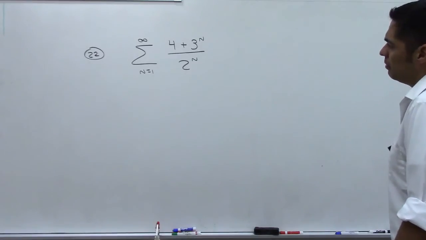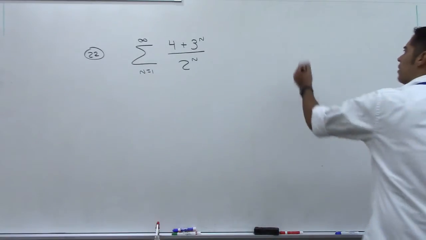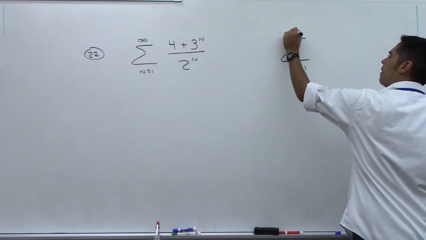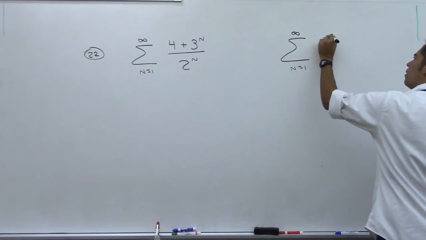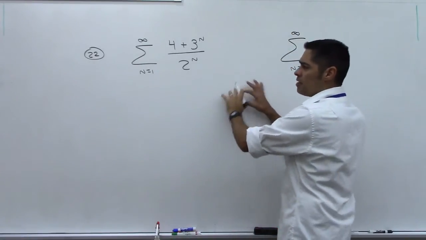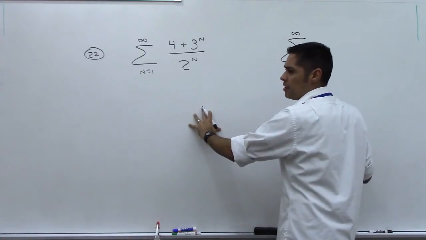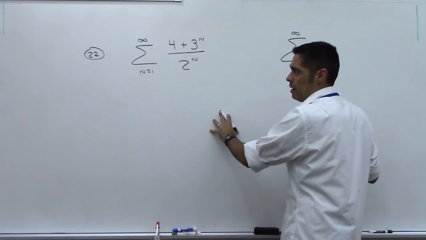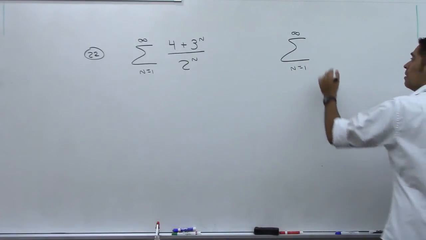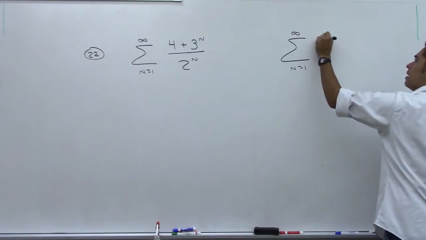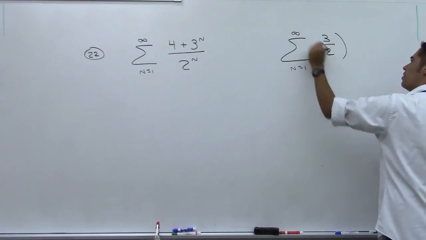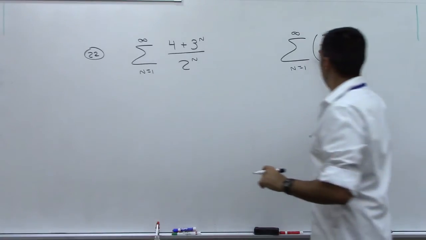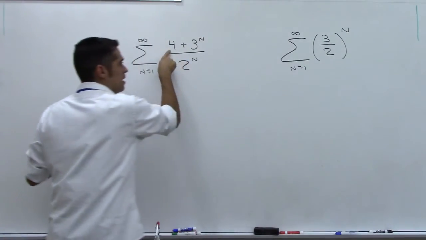Let's do a comparison. Let's compare it to this. I hope you understand, I can only split a series into 2 separate series if they both converge. If one of them diverges, you're not allowed to split them up, all right? So I'm going to compare it to this, because I think this thing diverges. This is this with the 4 taken away.